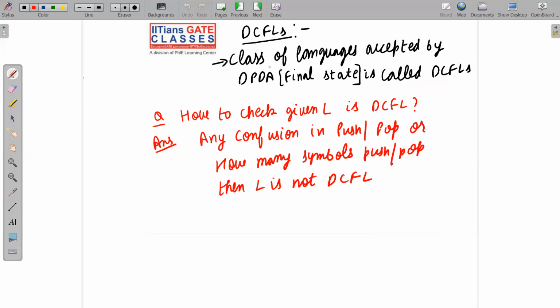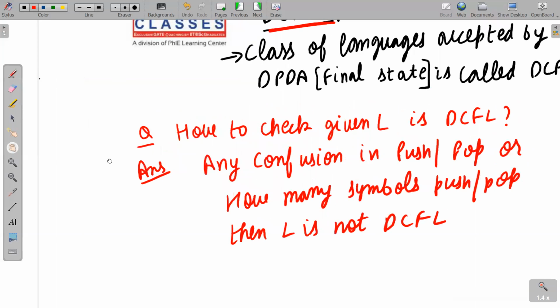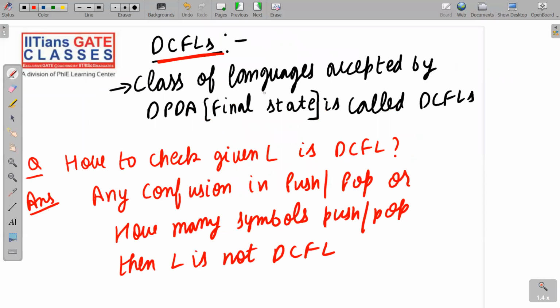Yeah. So the next slide is DCFLs. Now I'm going to introduce a new term, DCFLs, and this will be the last topic of your third chapter, that is PDA and CFLs. So what is DCFL? It is a class of languages. Please see here carefully, otherwise it will trouble you a lot. It is the class of languages accepted by DPDA by final state.